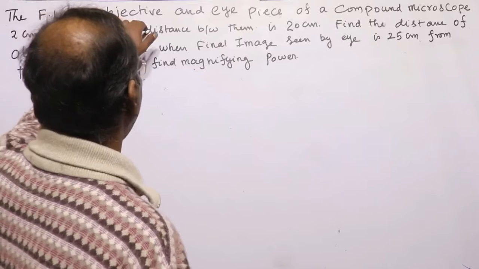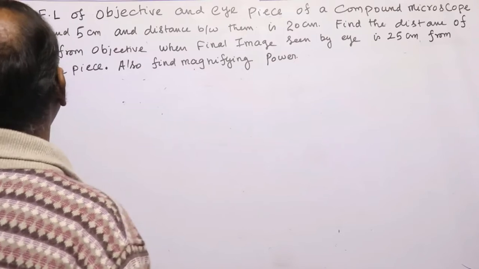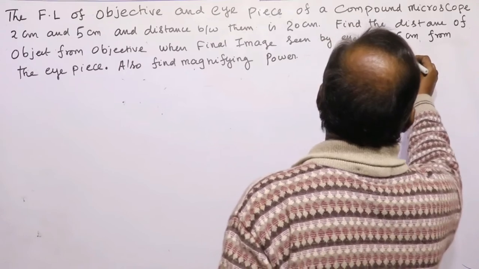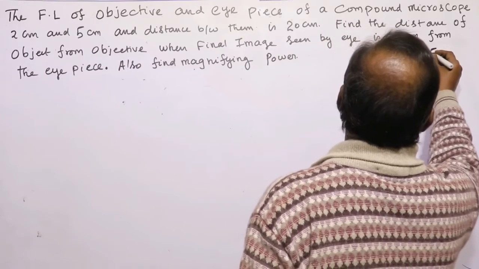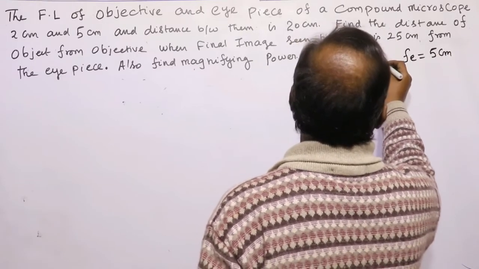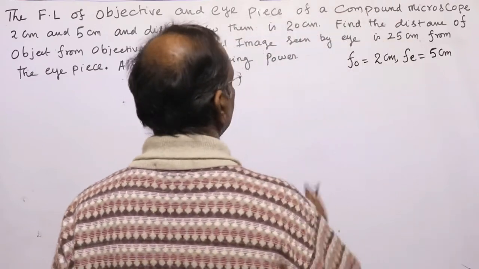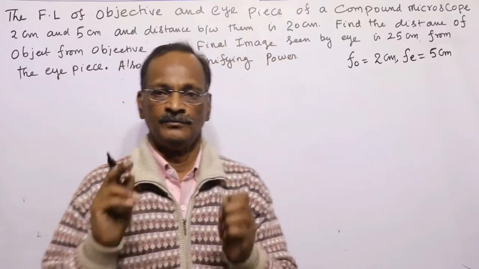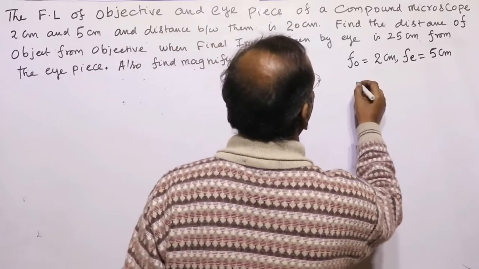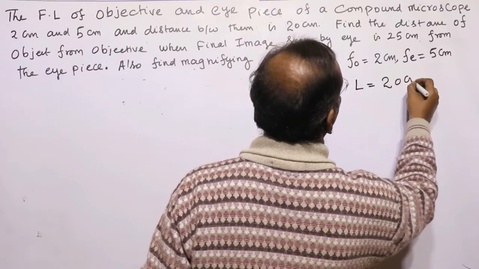The focal length of the objective and eyepiece of a compound microscope is 2 centimeter and 5 centimeter. That is, focal length of eyepiece is equal to 5 centimeter and focal length of objective is equal to 2 centimeter, and the distance between them is 20 centimeter. That is, the length of the compound microscope is equal to 20 centimeter.